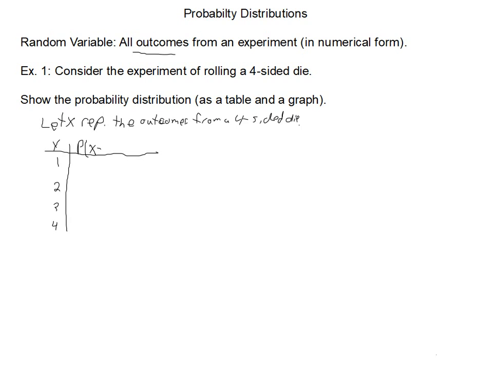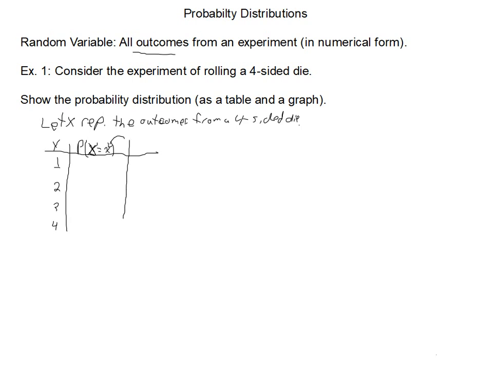Now this notation is a little bit weird because you're asking what's the probability that X equals x. The capital X is the random variable, and this lowercase x just represents all the values that the random variable can take on. So in this case, we're trying to find the probability that our random variable X is equal to each of these values. So what's the probability that X is equal to 1?